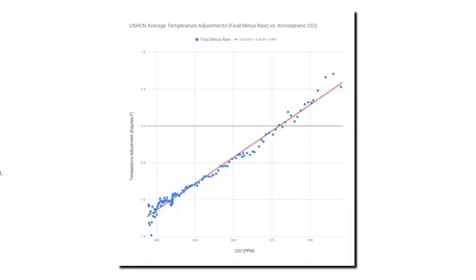So it's pretty clear that NOAA is altering the data to match their theory, which is the exact opposite of how science is supposed to work. The proper way to do science is to look at the data and adjust your theory to match the data, not the other way around.